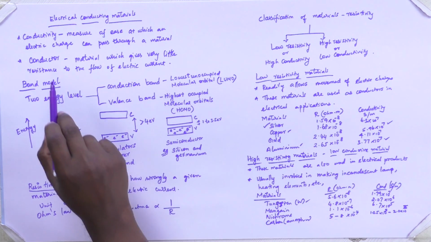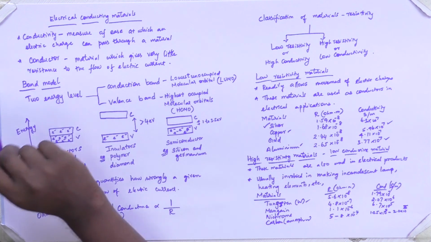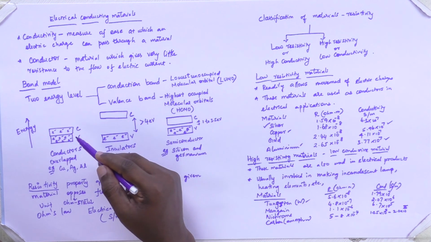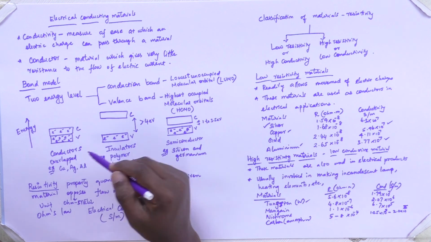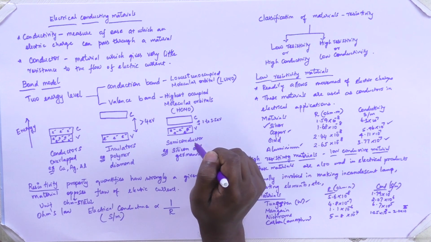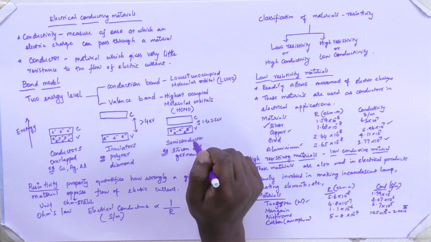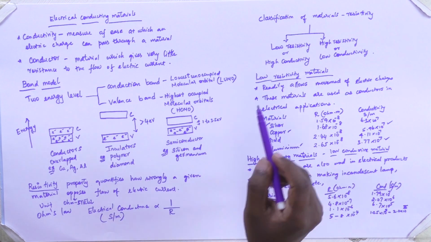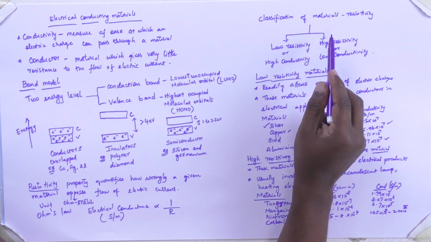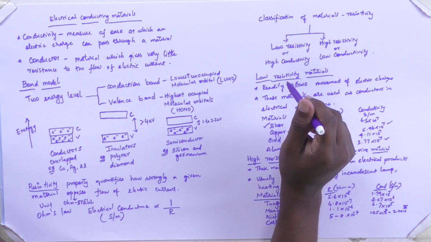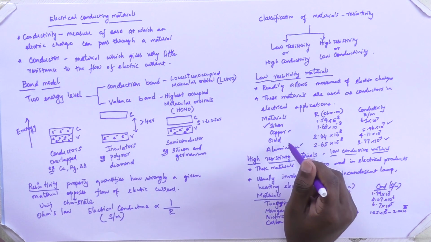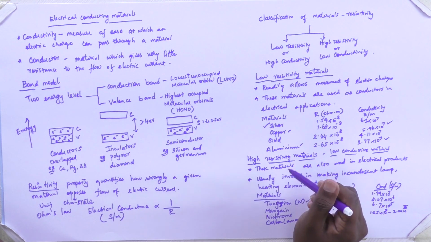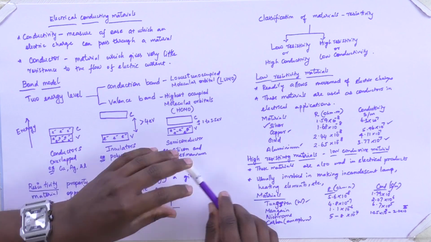So in this lecture we have discussed electrical conducting materials, what is conductivity and what is a conductor, and then we discussed based on the band model how a conductor, insulator and semiconductor are in energy, and then we discussed resistivity and conductivity. Followed by that, we have classified materials based on the resistive nature, and we classified how these materials are low resistive and high resistive based on their properties. So this ends the lecture for today.